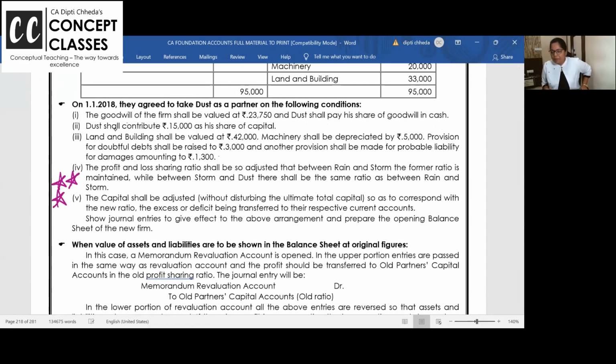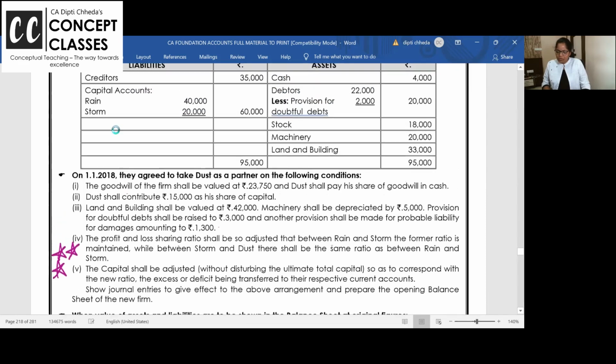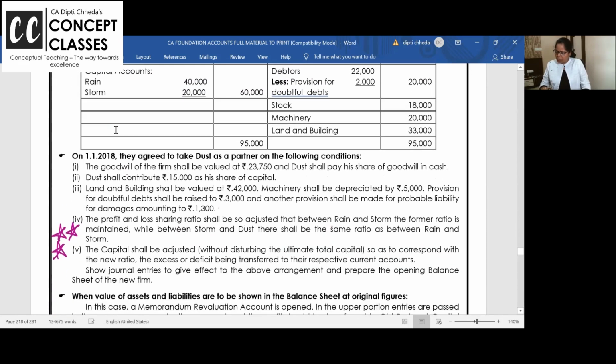This was in yesterday's class also, the last problem we didn't work out this one. The profit, and in the end I'll explain. The profit and loss sharing ratio is so adjusted between Rain and Storm. Rain and Storm, what is the old ratio? 3:2. While between Storm and Dust, there shall be the same ratio as between Rain and Storm.